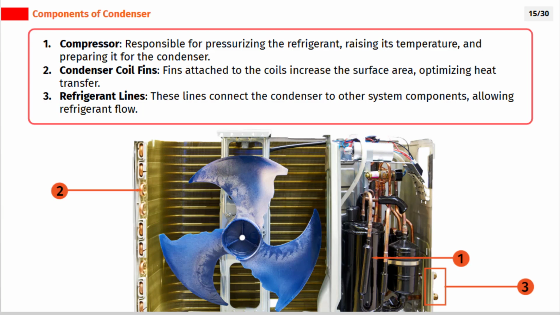Compressor. Responsible for pressurizing the refrigerant, raising its temperature, and preparing it for the condenser. Condenser coil fins. Fins attached to the coils increase the surface area, optimizing heat transfer. Refrigerant lines. These lines connect the condenser to other system components, allowing refrigerant flow.